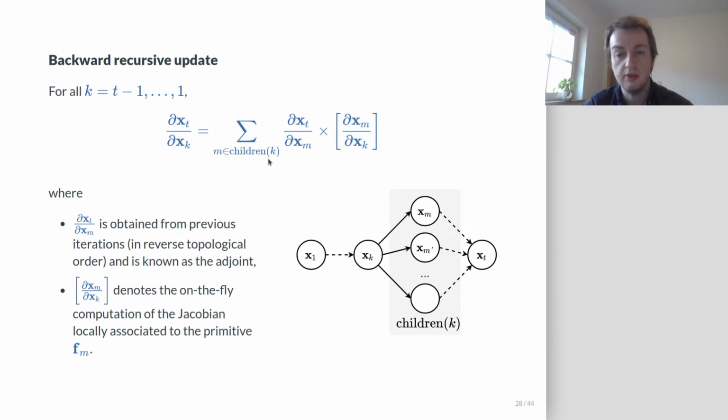And the only thing that you need to know how to do at each step is basically how to obtain the Jacobian, which is locally associated to one of these functions, right? With respect to one of its inputs. If you do that, then you will obtain this factor, and then you will just multiply it in with the previous values that you've computed before. And at the end of the day, you would finally obtain the Jacobians that you're after. In particular, the Jacobians of the output with respect to the inputs of the programs.